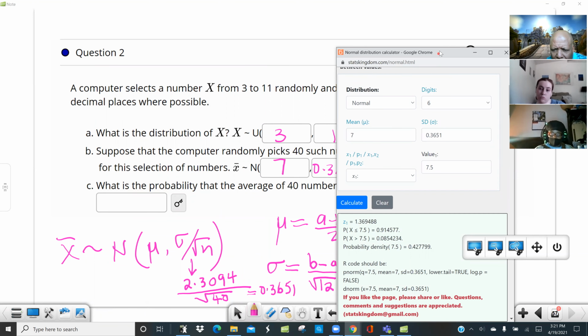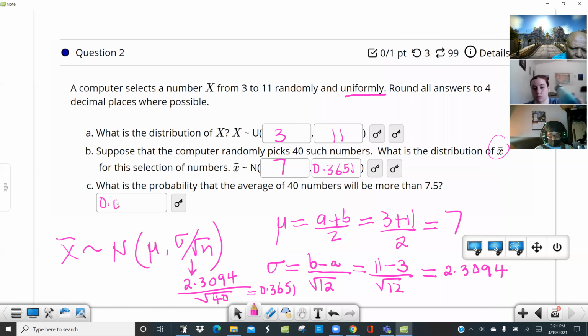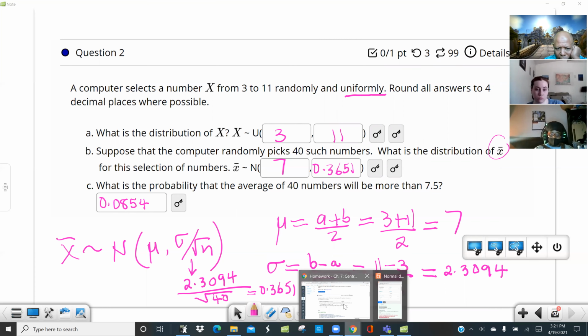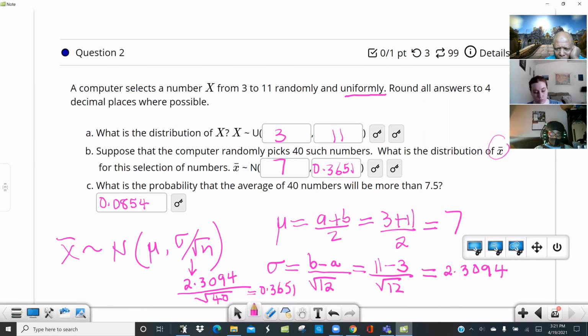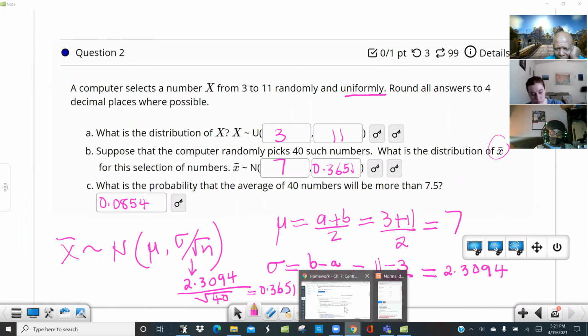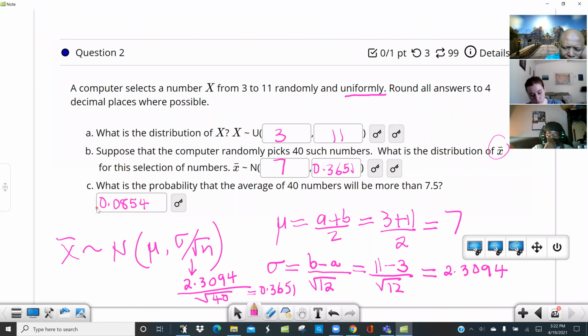More. Is it more? More than, okay, more than is right here. See, I'd messed up already. 0.854. And that is it. So let's check it and see how far off we are. With a mean of 7 and a standard deviation of 0.3651, yes. And then the probability of having a sample mean more than 7.5 is 0.854.